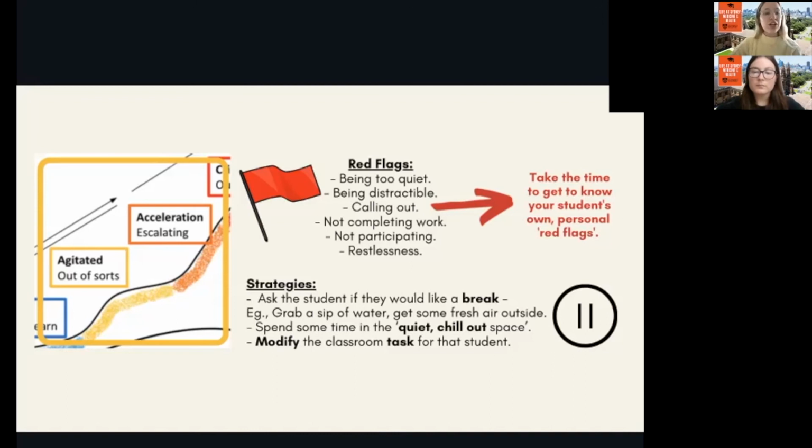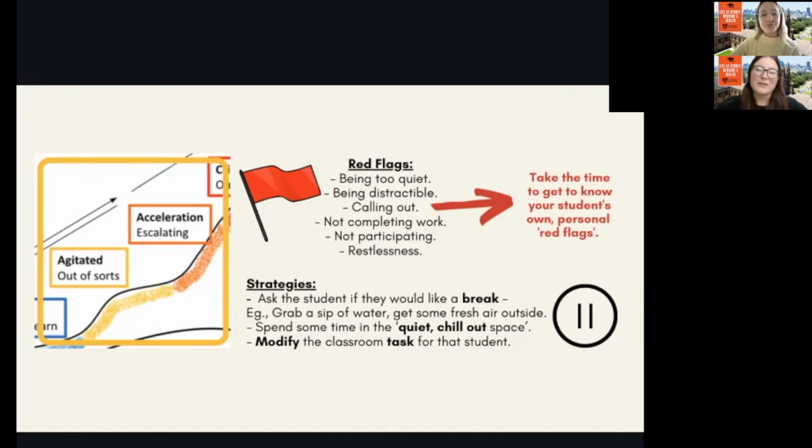This yellow-orange area is also a crucial time frame to implement strategies which aim to bring the students back into the blue, ready to learn stage. Strategies may include asking the child if they would like to go and get some water or have a break outside, have some quiet time in the quiet chill out space of the room, or potentially even modifying the task so it's less daunting or cognitively demanding to that child.